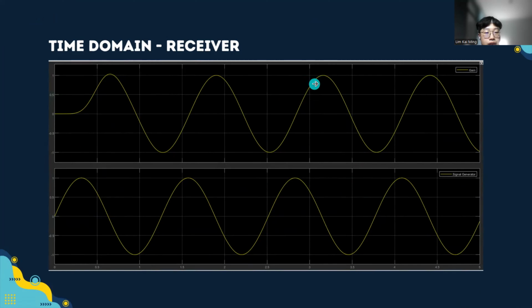From the recovered signal, we can see that the original message signal is successfully reconstructed, although slight distortion or attenuation may occur due to filtering and system imperfection.